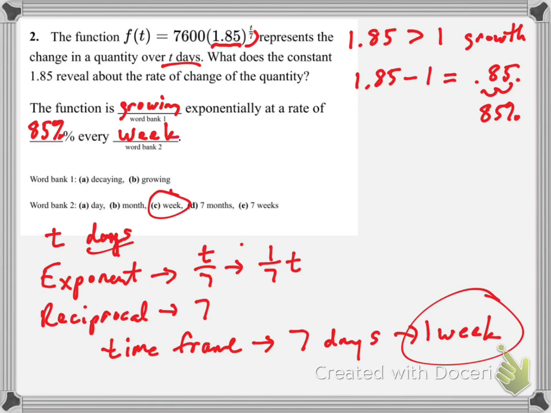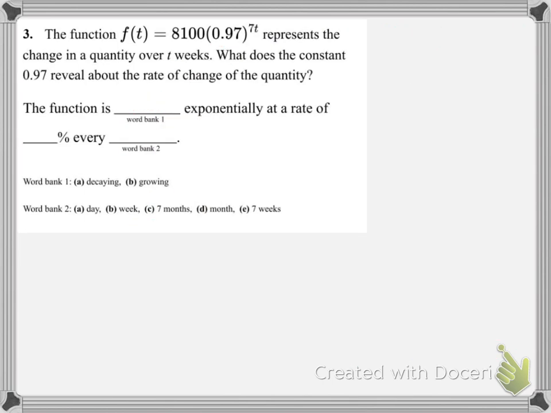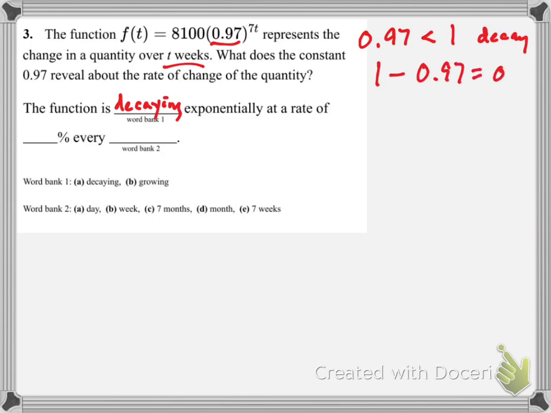Okay. Here's our number. T weeks, that's important. So 0.97 is less than 1, so we have decay. So the function is decaying exponentially. Now, to figure out the rate, instead of subtracting 1, I do 1 minus 0.97, and I get 0.03. Move the decimal point. So that's 3%.